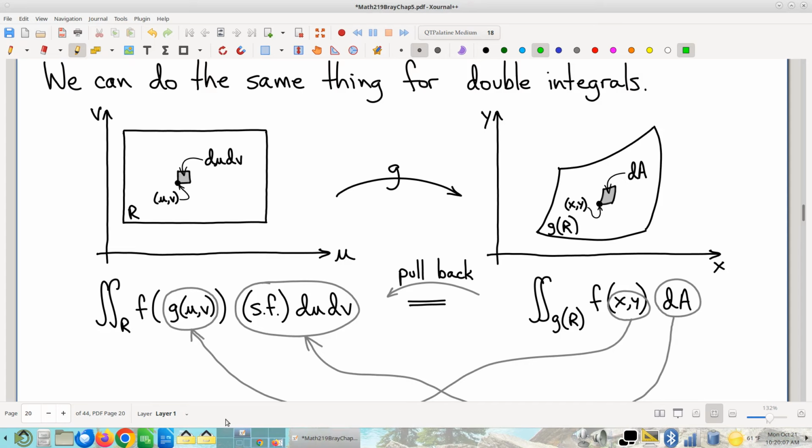Alrighty, so off we go. Last time we were talking about change of variables. Remember, the big idea of change of variables is that it's kind of a rip-off.